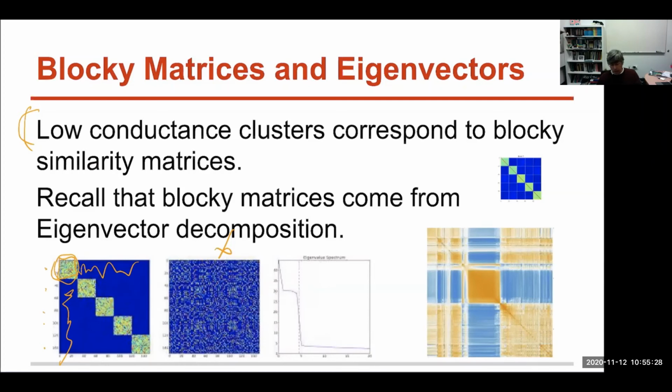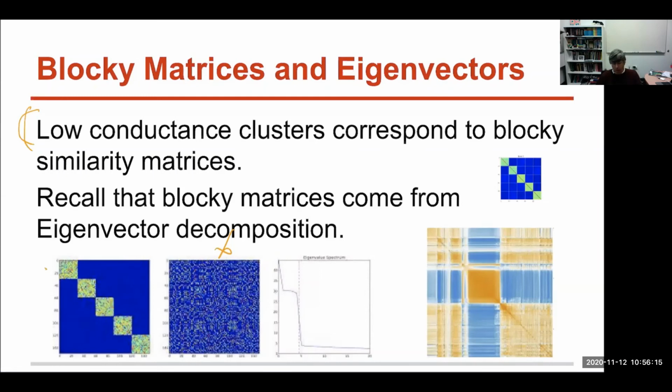Okay, if we have a similarity matrix that is blocky, then that's what reflects a good set partitioning into low conductance clusters. These similarity matrices, as we've defined, should be symmetric. The similarity of point I to point J should be the same as point J to point I if we were basing it on a real distance metric.